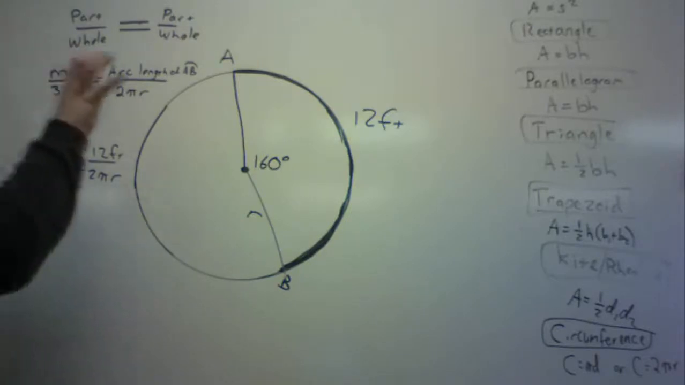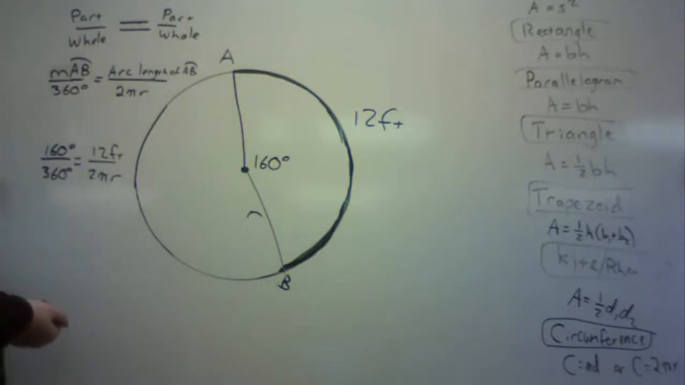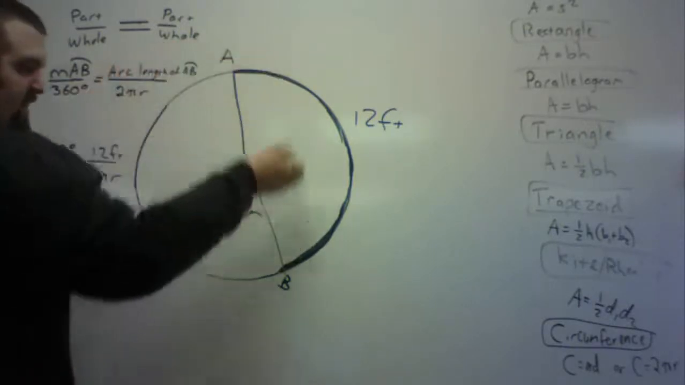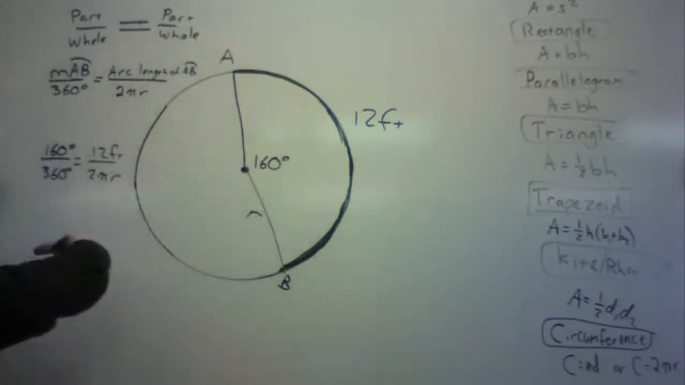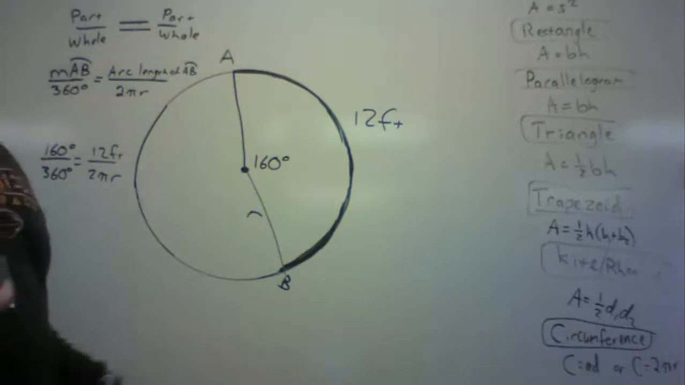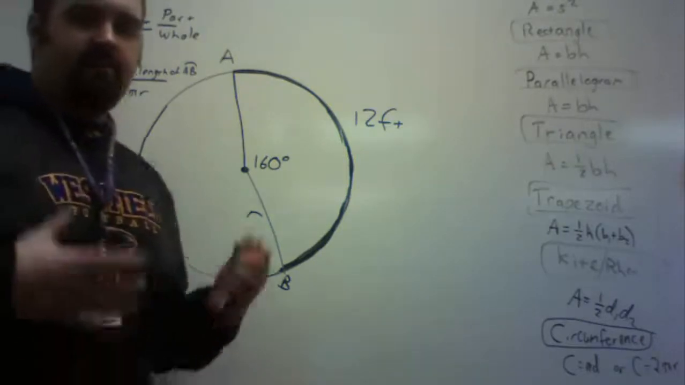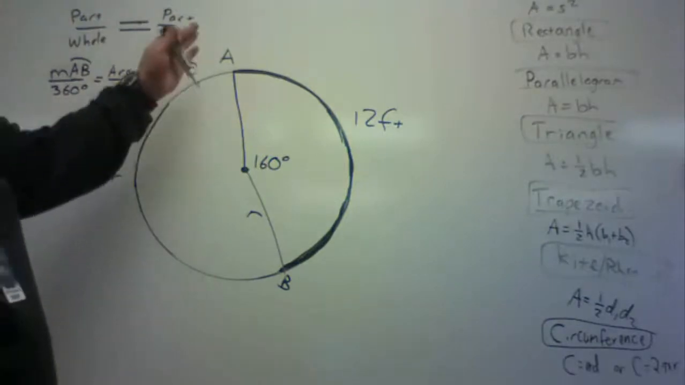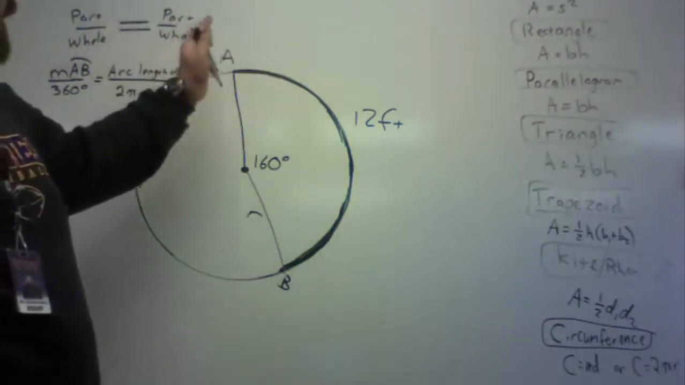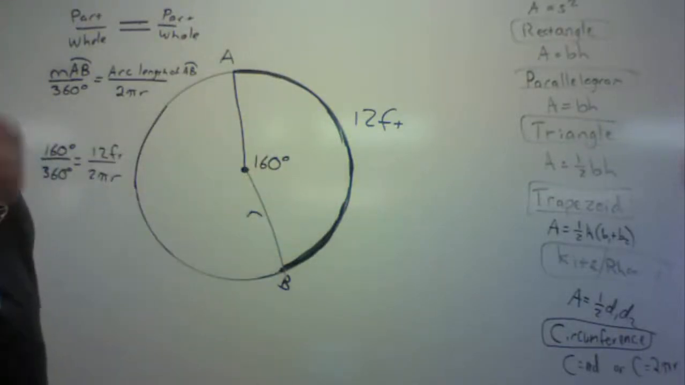We're going to compare the measure of the part to the measure of the full, so like 160 to 360. Then we're going to compare the length of the part, the arc length, to the length of the whole, 2 pi r. So this is just a really fancy way of setting up proportions again. But it's used to find the slice of pizza, that portion of the pizza or the pie. This length is going to be proportional to the measure.